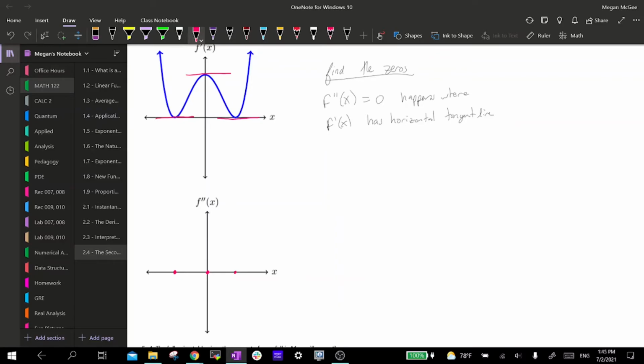Okay, so now we need to determine if our new function, so our second derivative, is increasing, or I'm going to say is positive or negative.